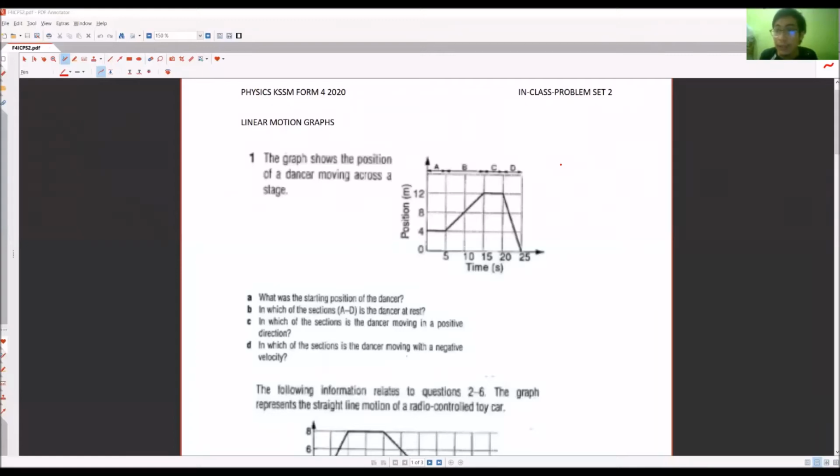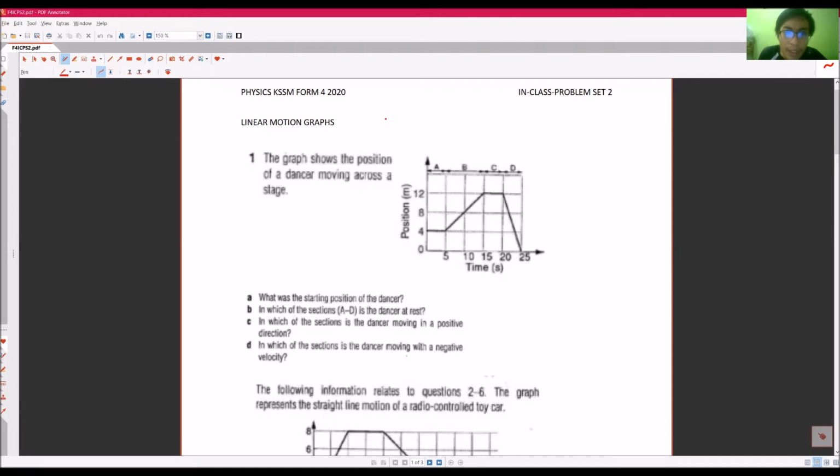Let's start with our next revision, the second part of linear motion, which is linear motion graphs. Basically, a linear motion graph can help us describe the whole journey of the motion of an object. There are three types of linear motion graph. The first one is the displacement time graph. Next is the velocity time graph, and lastly is the acceleration time graph.